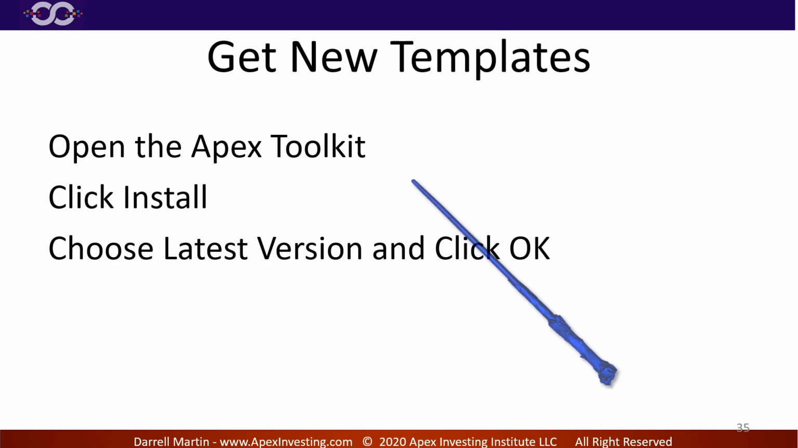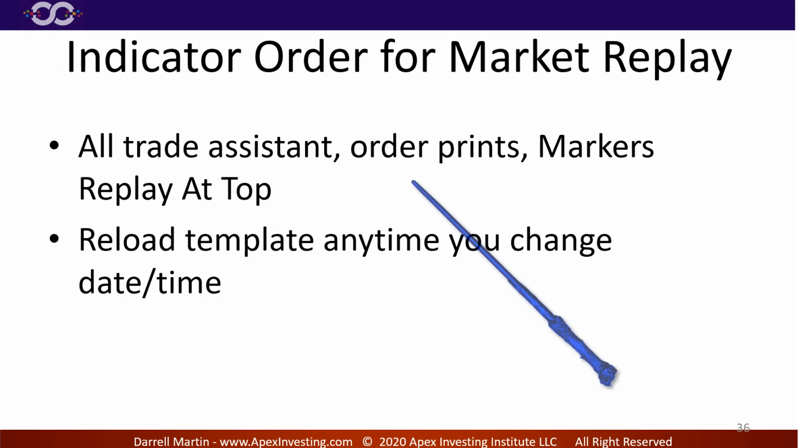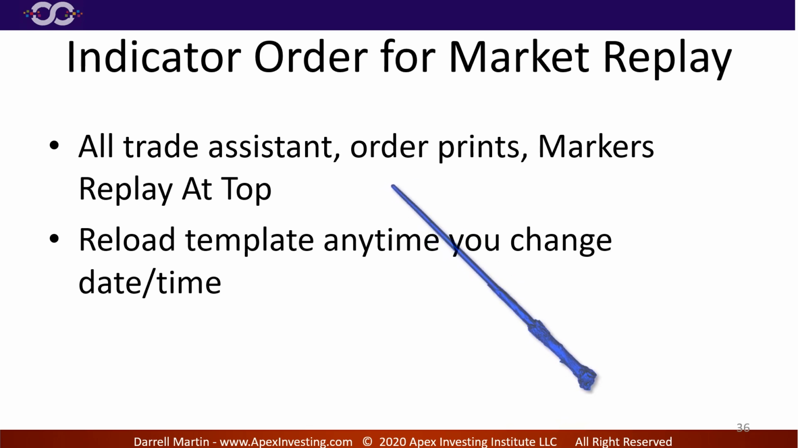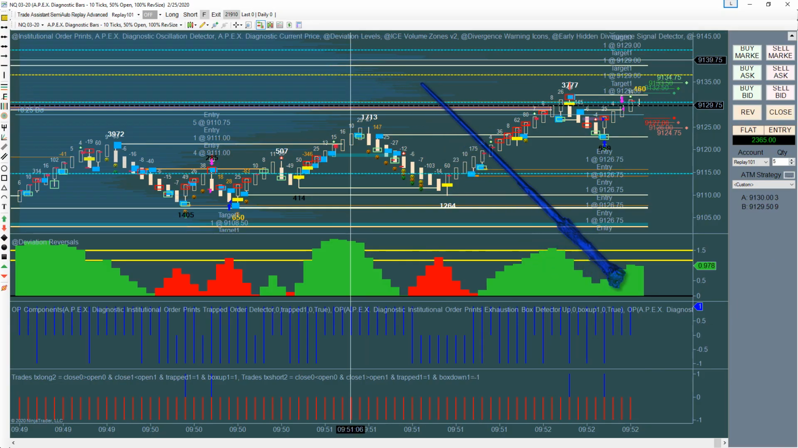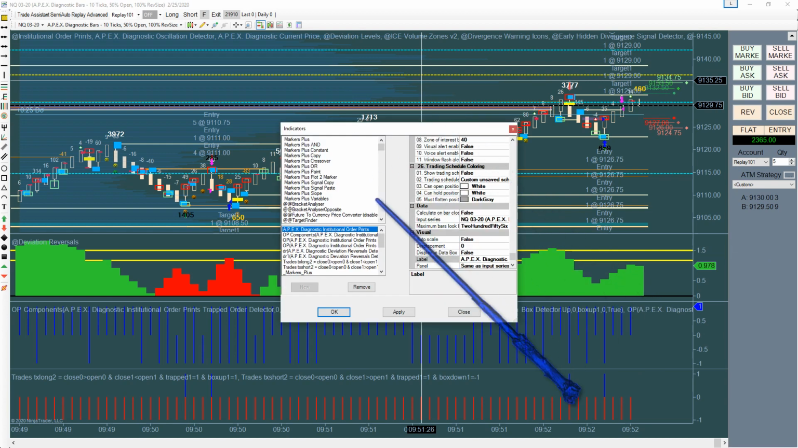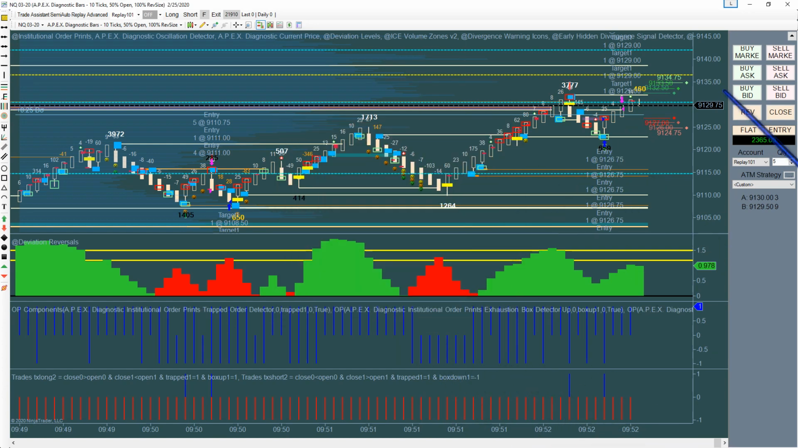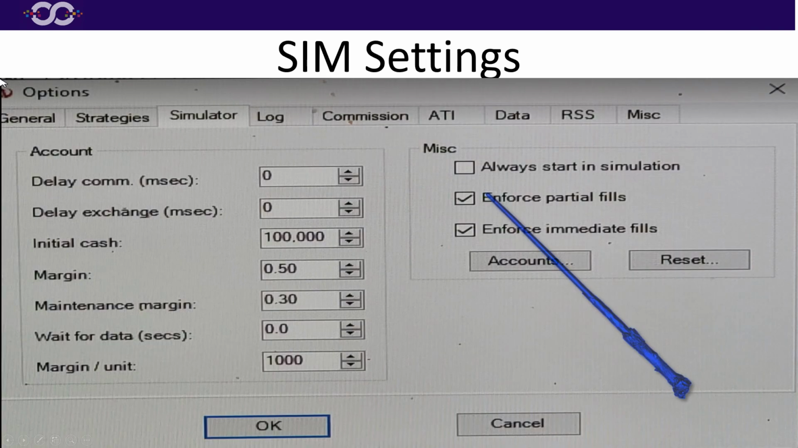So, again, I've already talked about this. Get the newest templates. Indicator order from Market Replay. You'll notice that, since I happen to have Replay open right now, which is rare, because I just wanted to open it for the webinar for you, the indicators are all in order. I've got institutional order prints, and then OP, and then DR, and TX long, TX short, Markers Plus. That's what's at the top. Okay? If I change the time, these will all get out of whack, and that's why it won't work in Replay. And that's why you have to reload the template.